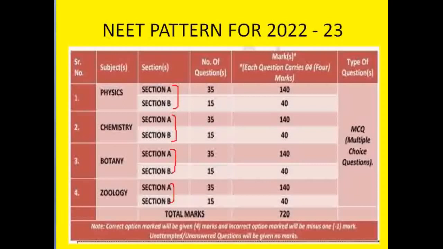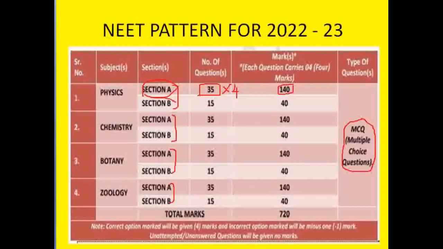Section A carries 35 questions. Each question carries 4 marks, so you will be getting 140. All the questions are MCQs, multiple choice questions. In section A of physics, chemistry, botany and zoology, there is no choice.